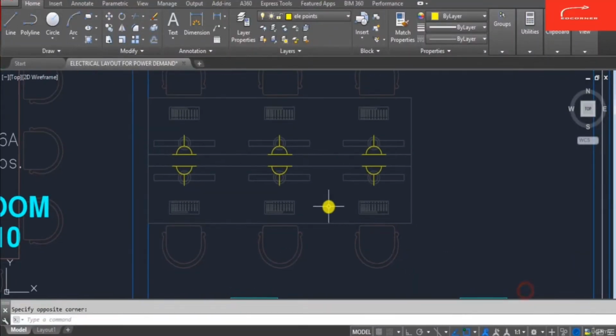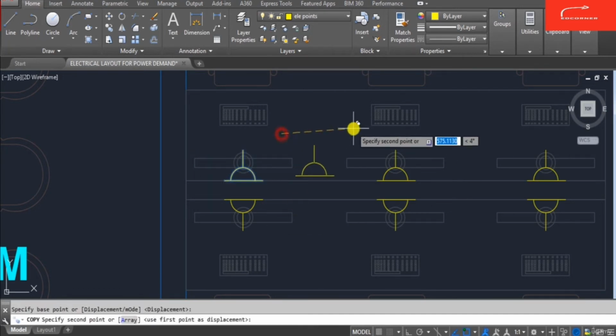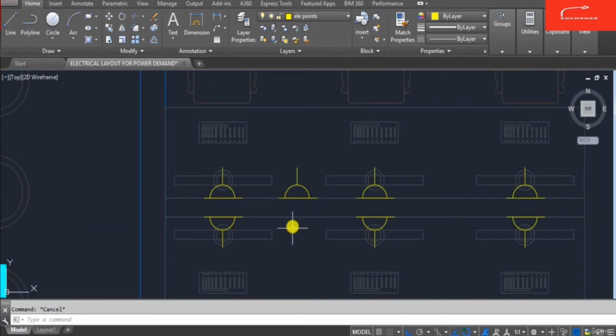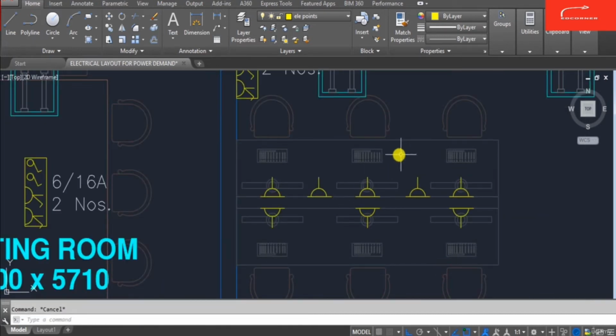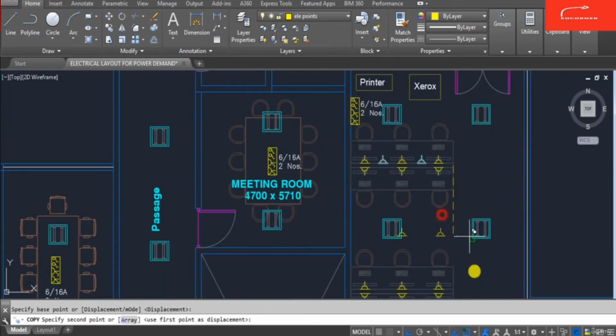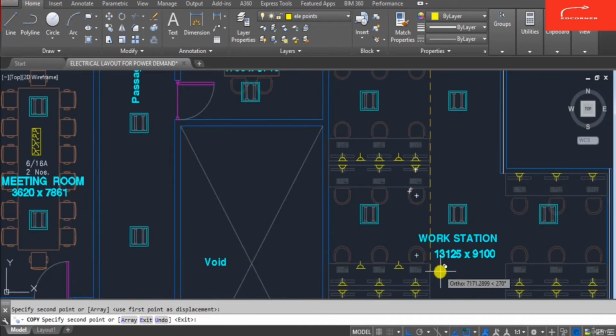This is the only single socket required for the desktop connection, but sometimes we also require a single socket for power charging, for any laptop charging or whatever. So another additional point we require is a common point, that is a 6 ampere common socket, additional to each and every desk. So I will copy this to each and every desk or the office partition, like this.